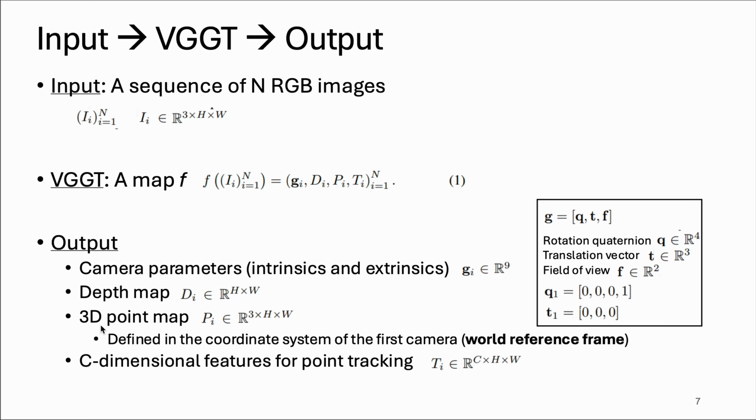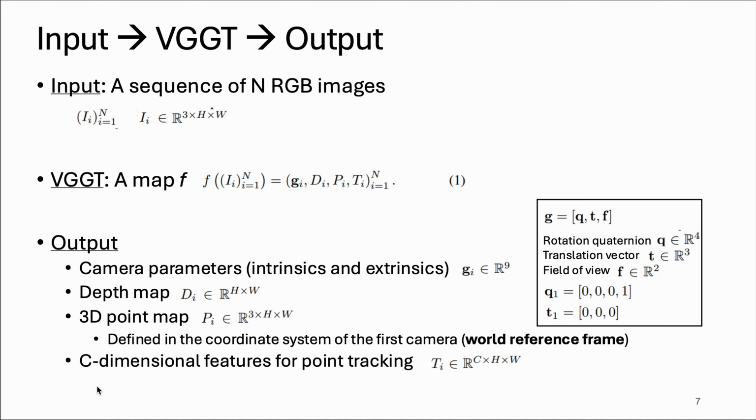And the third output is the 3D point map. So for each observed pixel, there is a corresponding 3D location in space, which is a 3-dimensional point location, including x, y, z coordinates. We also note that all of this 3D point map is defined in the coordinate system of the first camera, which is taken as the world reference frame.